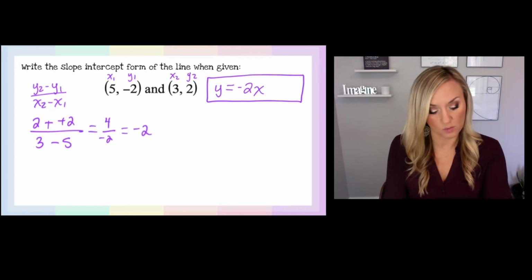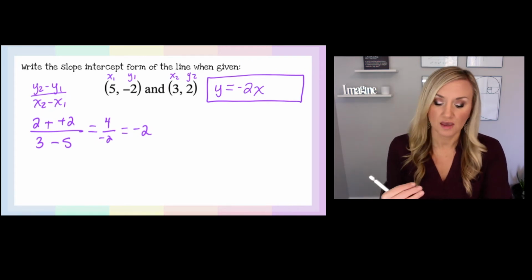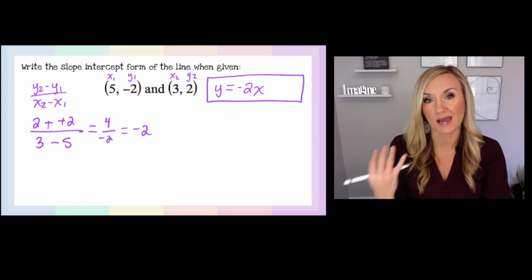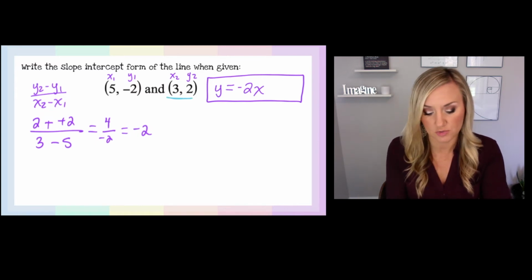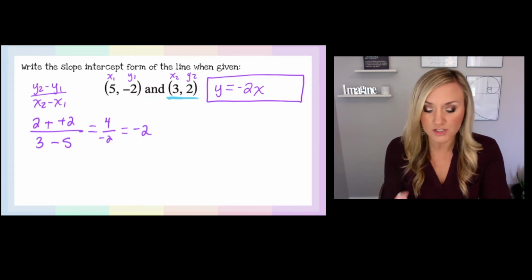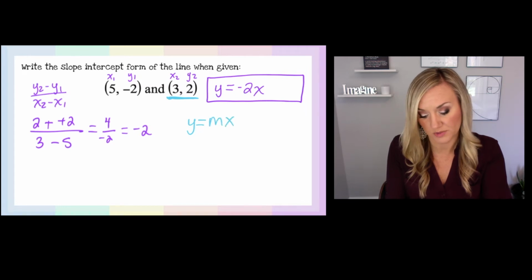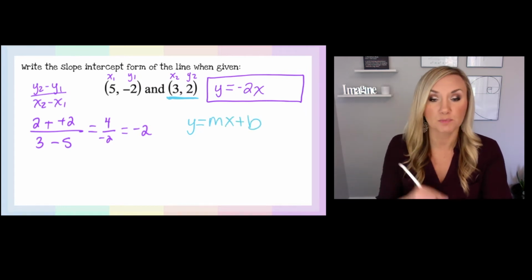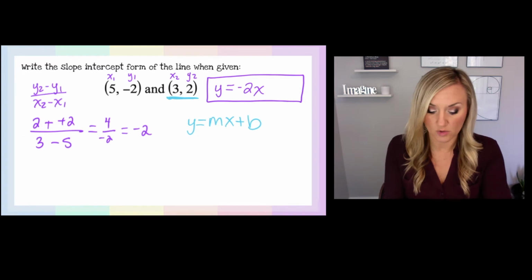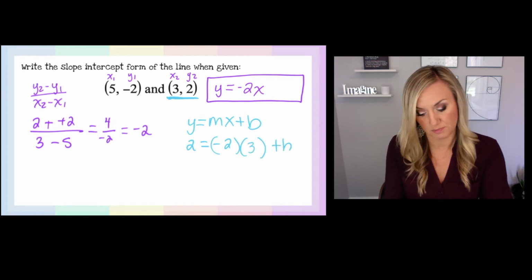So now to find the y-intercept, you can pick any point that you want to. I like to pick the points that do not have any negatives, so I'm going to choose this point right here to help me find the y-intercept. And so to do that, let's start off with our slope-intercept form, y equals mx plus b, and let's plug in what we know. Well, we're choosing that point (3, 2), so the y is 2, the m is -2, the x is 3, and it's plus b.